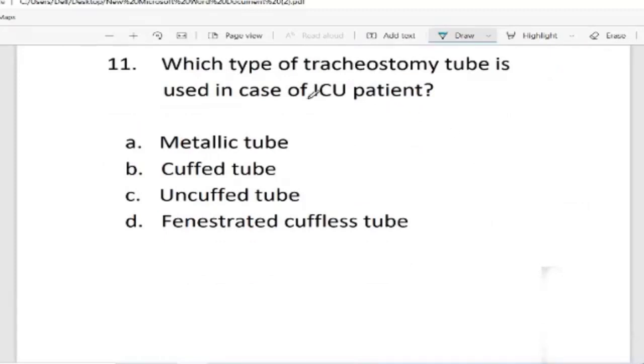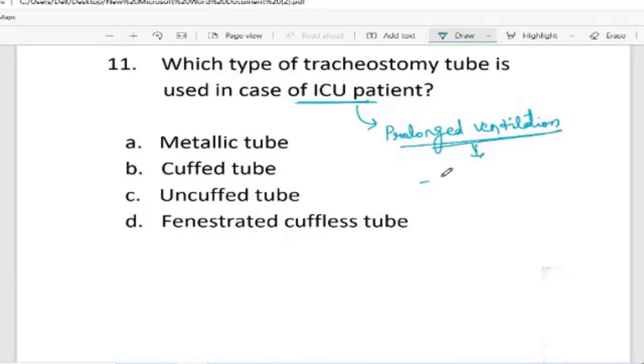Now, which type of tracheostomy tube is used in an ICU patient? Whenever a patient is in ICU, that means the patient will need prolonged ventilation. That means the patient will stay in ICU for long. So we have to use something suitable for prolonged ventilation. And if we do prolonged ventilation, there are always chances of aspiration.